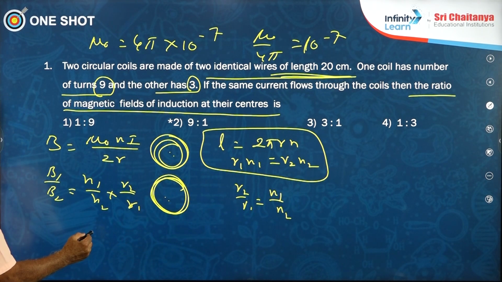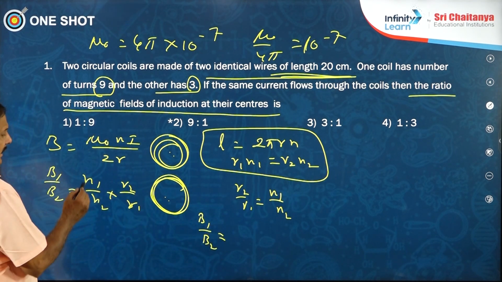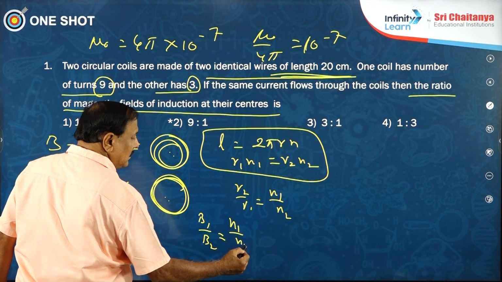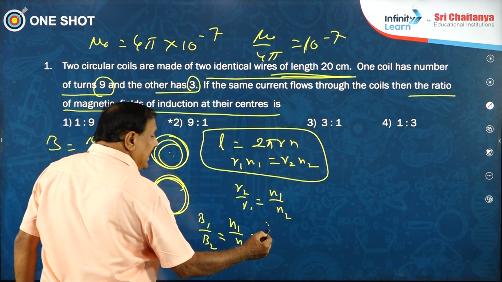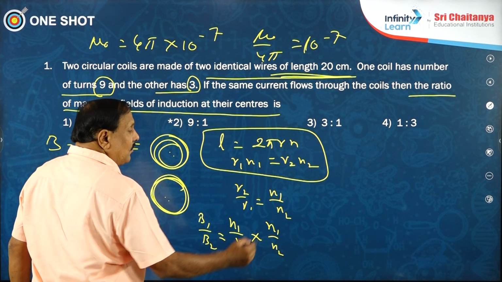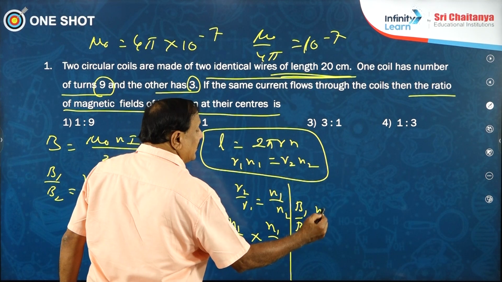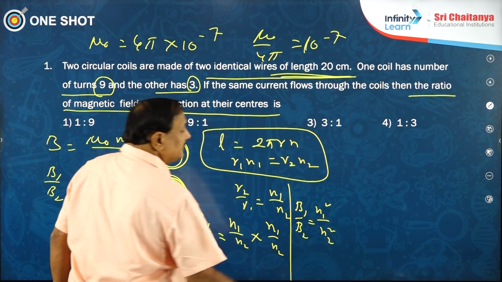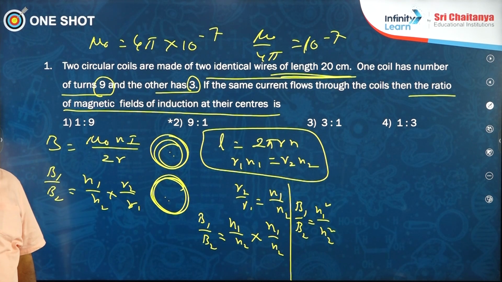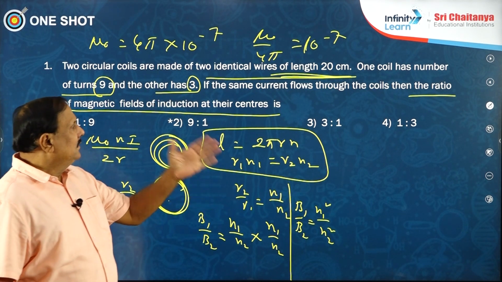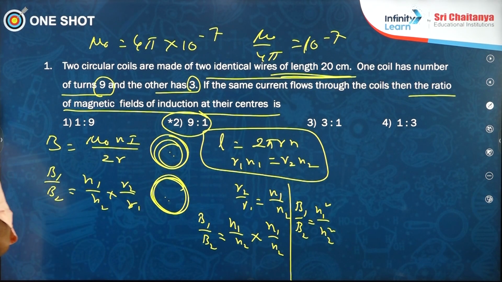So, substitute: B1 by B2 is equal to N1 by N2 into R2 by R1. R2 by R1 we got as N1 by N2. So, again N1 by N2. Finally, the formula is B1 by B2 is equal to N1 square by N2 square. N1 is 9, N2 is 3, so 9 by 3 whole square. The answer is 9:1. Like that we have to calculate.